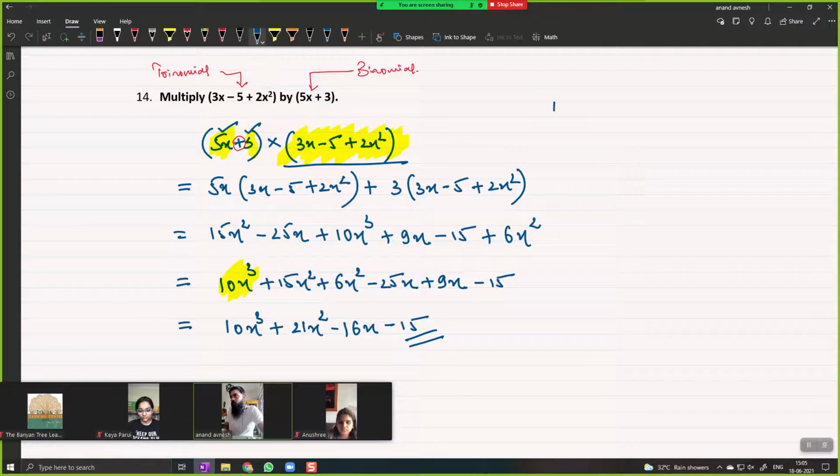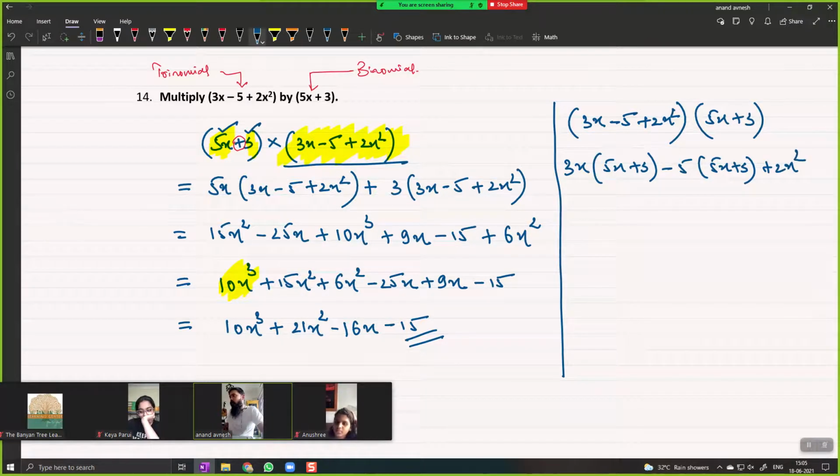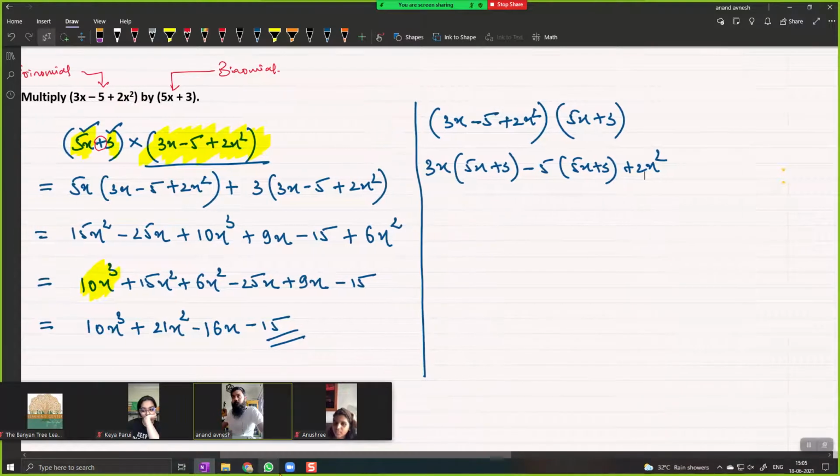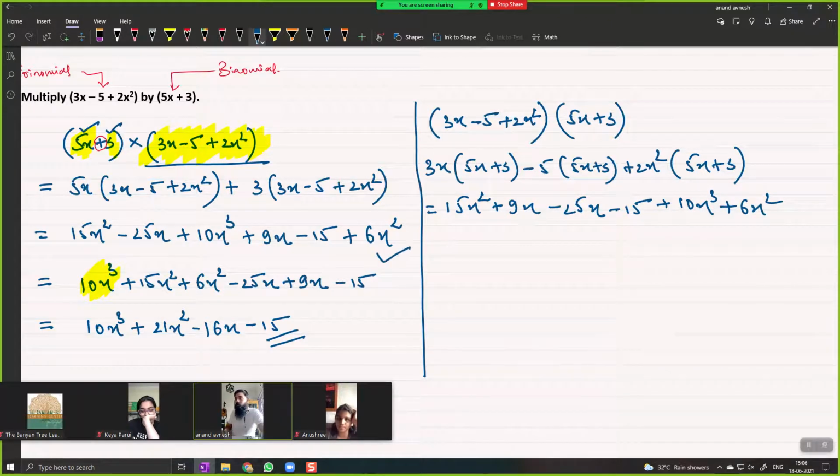Now before you note it down, I would show you the other method also, and I will get the same answer through both the methods. So in the other method, I will first write the trinomial 3x minus 5 plus 2x square. Then I will write the binomial 5x plus 3. Then I will multiply 3x with 5x plus 3, then minus 5 with 5x plus 3, and then plus 2x square also with 5x plus 3. Okay, now let's open the bracket. I get 15x square, then plus 9x, then minus 25x, minus 15, then plus 10x cube, then plus 6x square. Now you see exactly the same terms I had got over here also, exactly same.